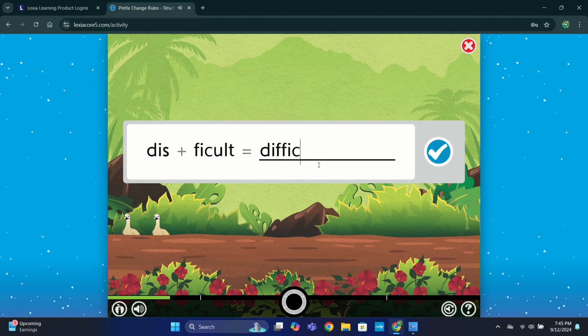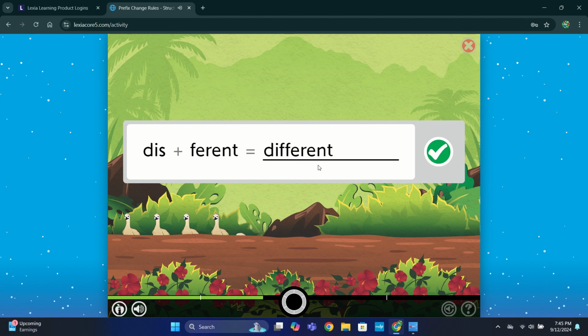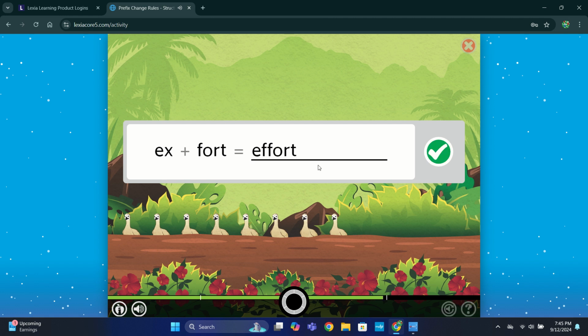Difficult. Affected. Different. Differ. Effortless. Differing. Effort. Effortful. Affects. Effect.